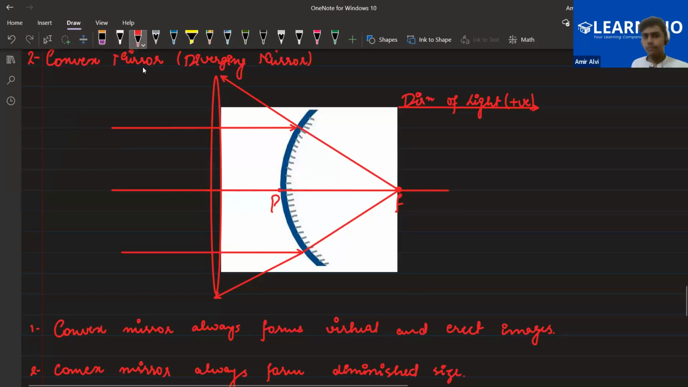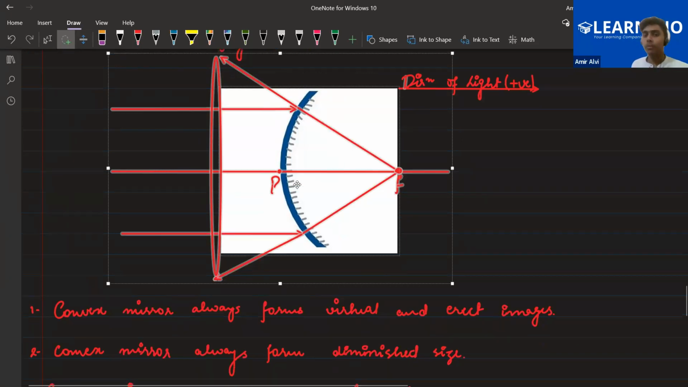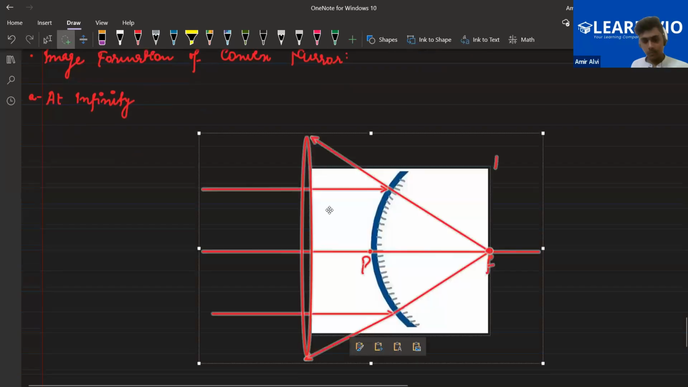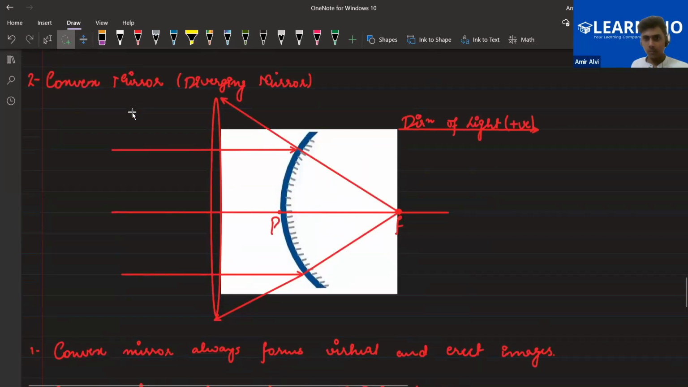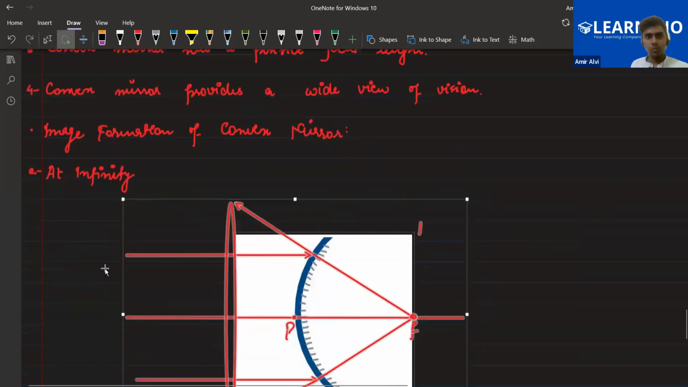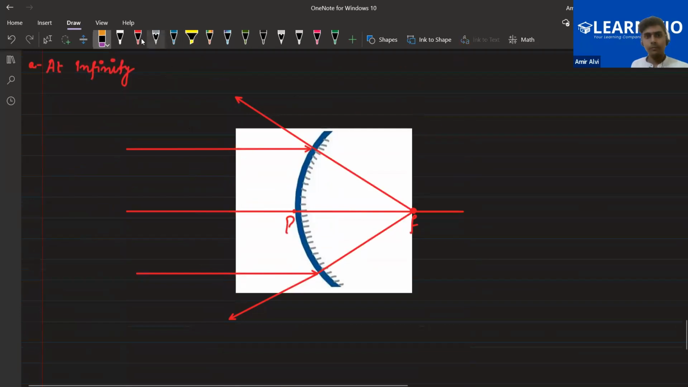The image is formed in front of the mirror, right? Is it formed in front or is it formed on the backside? In this example, you can see this is the front side of the mirror, but the image is forming on the backside, which is called behind the mirror. Okay. This will be the case. Okay, simple. Object is placed at infinity.